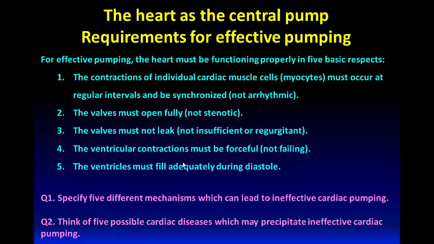In order for the heart to function as the central pump of the cardiovascular system, there are specific requirements for effective pumping of the heart. The first requirement is that the contractions of the individual cardiac muscle cells, the myocytes, must occur at regular intervals, and these contractions must be synchronized. They must be at the same time. The myocytes should contract at the same time. Their contractions must be synchronized. And the contraction shouldn't be arrhythmic.